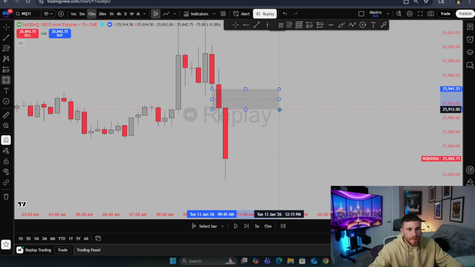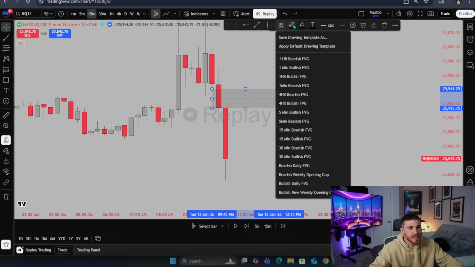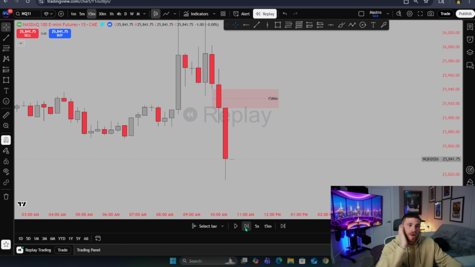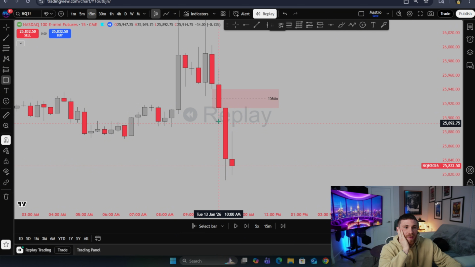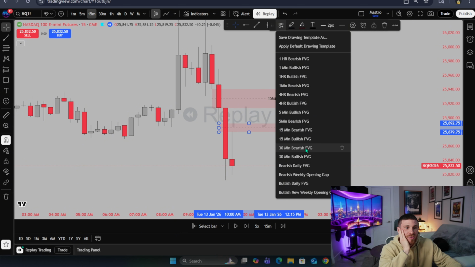Let's stay in replay mode. We have a fair value gap right here. We end up forming a bearish fair value gap. Let's see if we end up inversing this one. So, 15-minute bearish fair value gap. What do we wait for? Boom, we form another fair value gap here. We can mark this out.